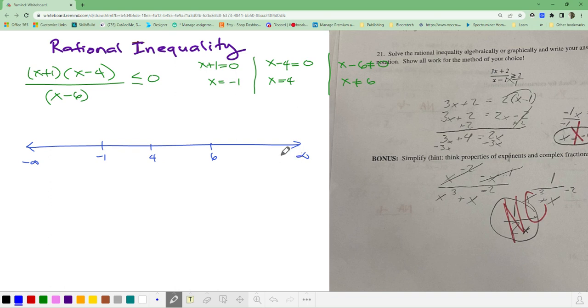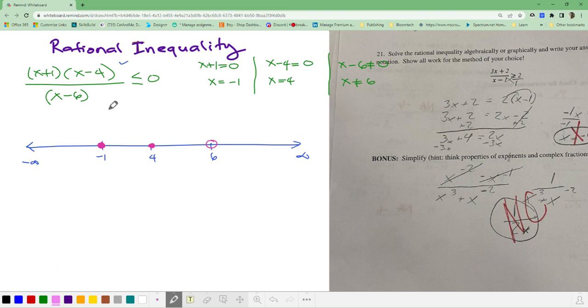We want to find out which of those four ranges will satisfy this inequality. Negative 1 can be a value, so negative 1 is a solid dot, meaning it's part of the solution. The same goes for positive 4, a solid dot, but positive 6 is not, so it is an open circle. They are just boundaries.